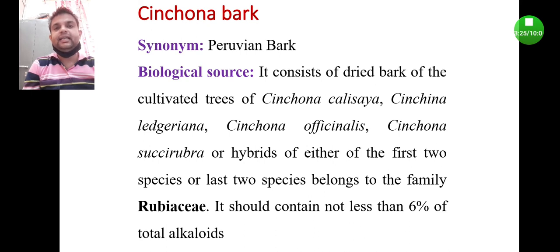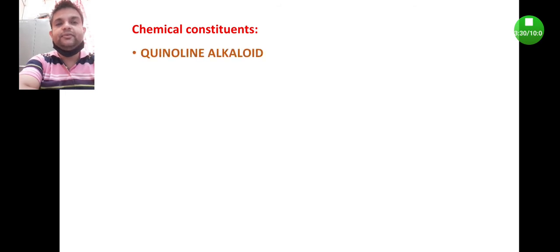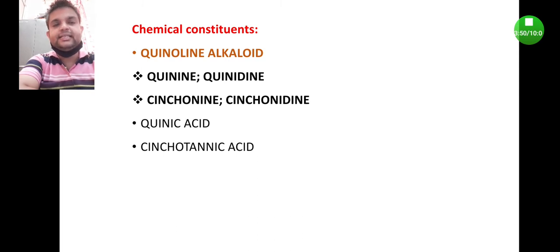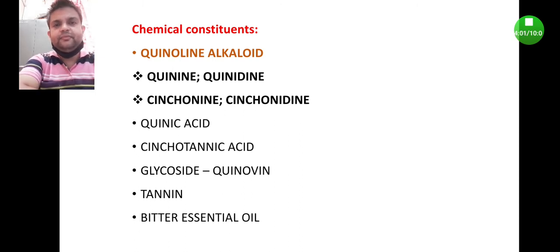So cinchona is an alkaloid containing drug. Coming to its chemical constituents, it contains quinoline alkaloids. What are they? Quinine, quinidine, cinchonine, cinchonidine. So these are very important alkaloids as far as its therapeutic potential is concerned. It also contains quinic acid, cinchotannic acid. It contains a glycoside called quinovin, tannins, and a very trace amount of bitter essential oil.